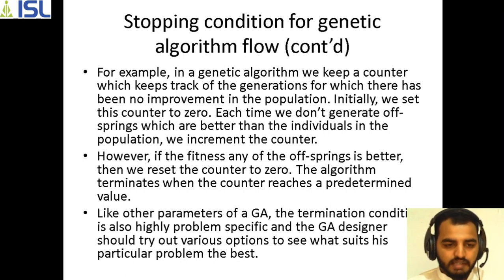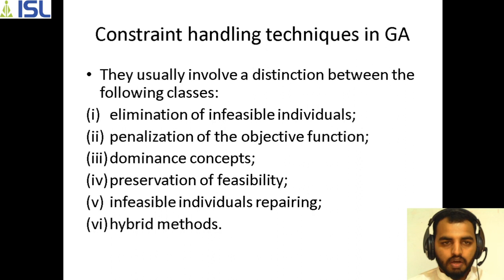The last point it says, like the other parameters of genetic algorithm, the termination condition is also highly problem specific, and the genetic algorithm designer should try out various options to see what suits his particular problem the best. So these are the different things with reference to the stopping condition for genetic algorithm flow.